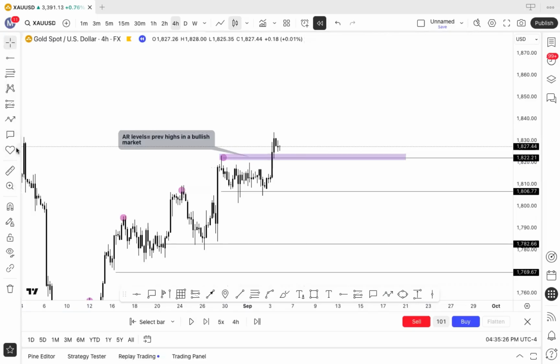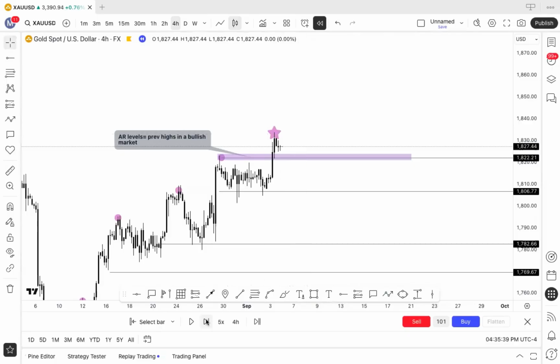Okay? So, that being said, this should be what you're paying attention to. You know there's an AR level here. If we don't break it, we're retracing. If you understand what a break of structure looks like, you know we're not seeing that here yet. I don't see a break of structure, right? I don't see a break of structure. I still don't see a break of structure, right? But I see price retracing.